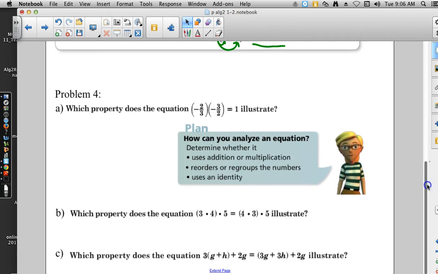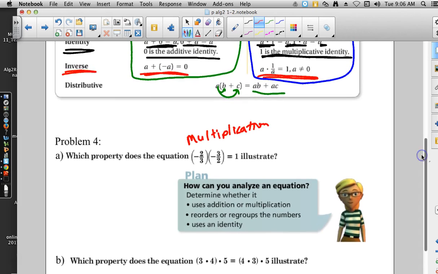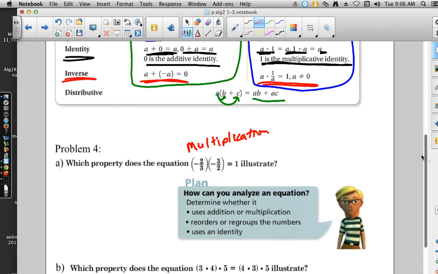We have some practice down here. Problem 4 says, which property does the equation negative 2/3 times negative 3/2 equals 1 illustrate? So I'm thinking through this and I'm saying to myself, okay, this is multiplication. Now I need to go and look up the property that says if you multiply something and its reciprocal together, you get 1. So you think, okay, well, let me go back up here if you've forgotten from last year. And it doesn't take too long for you to figure out which one we're talking about here, because this is definitely the inverse property of multiplication right here.